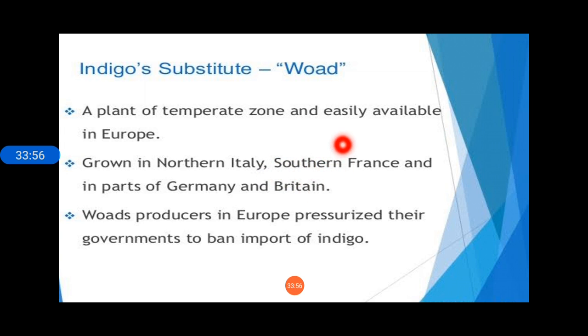So the dyers in Britain preferred only India's indigo. This was the reason that the dyers of Britain, those who give the color to the cloth, the dyers of Britain and other European countries, looked for only the indigo of India, because of its extremely light blue color.